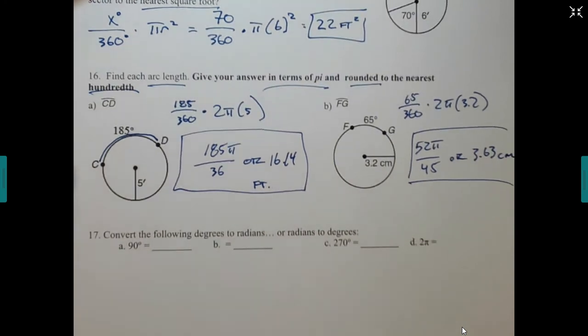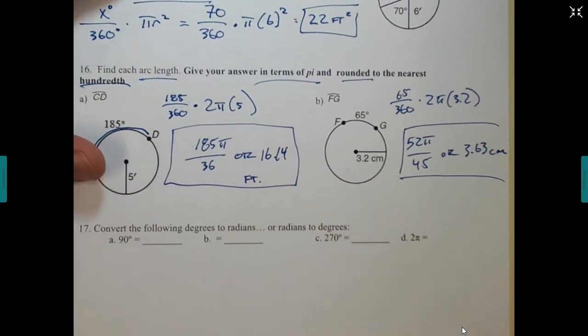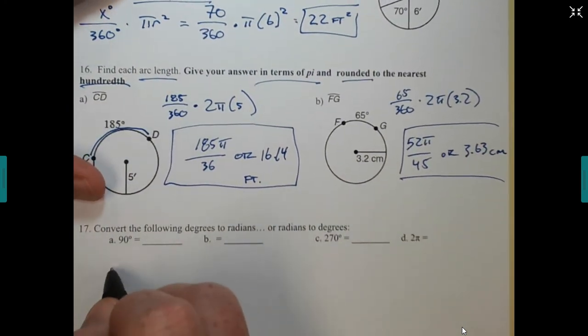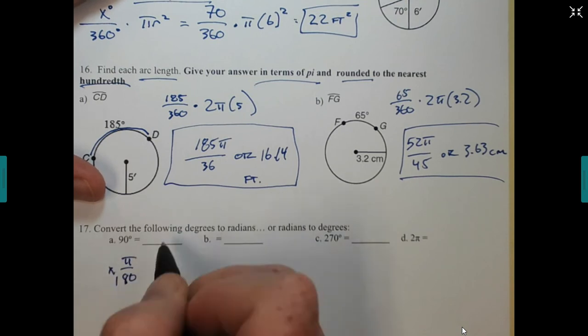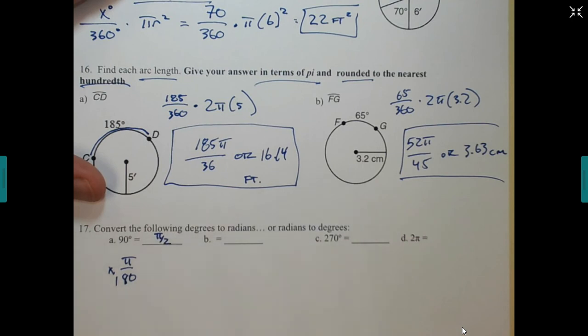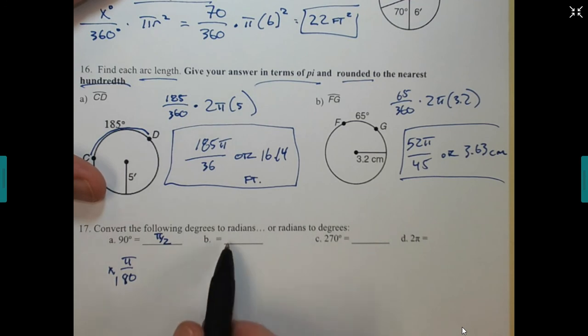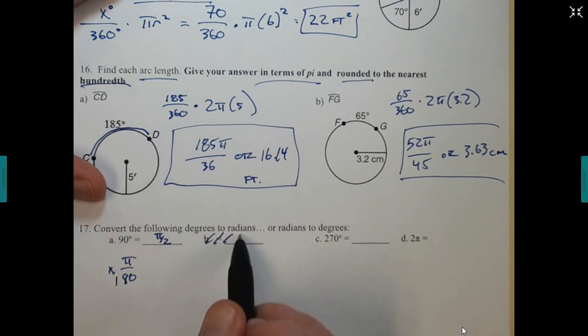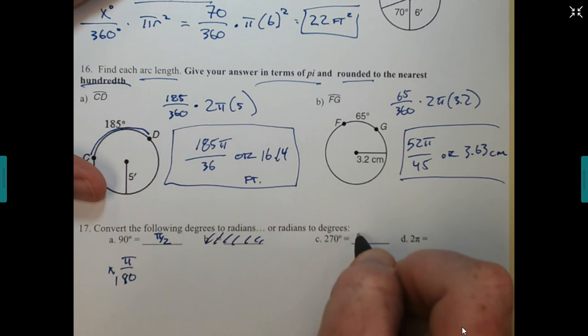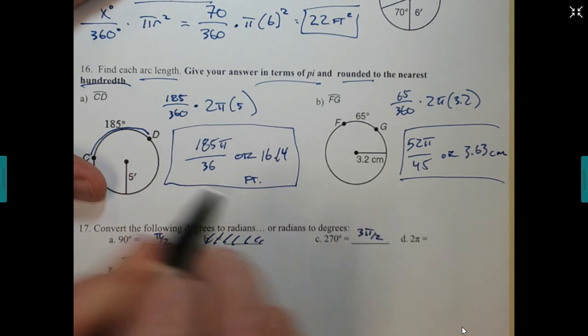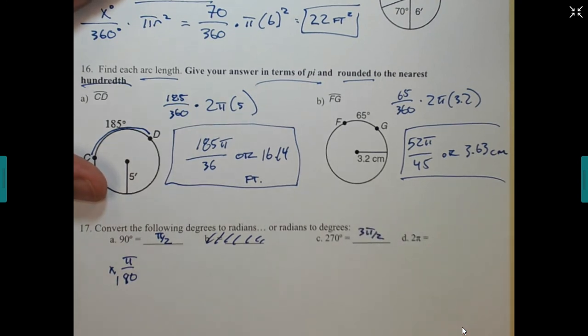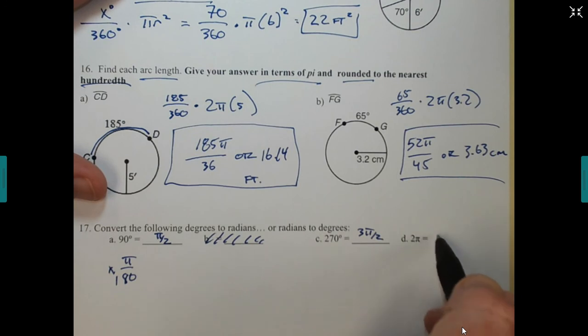Here's my conversions that I just learned. Take 90 times pi over 180, and I get pi over 2. Oh, it seems that this one didn't come through. Doesn't look like I got to do that. 270, we did that one in class, is 3 pi over 2. And in class we talked about 2 pi being equal to 360 degrees.